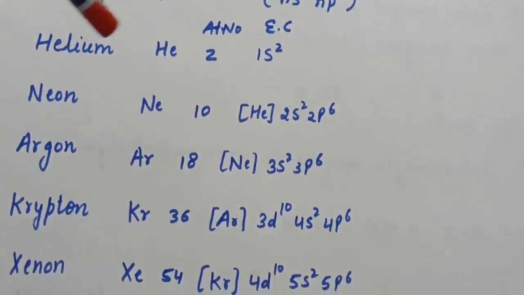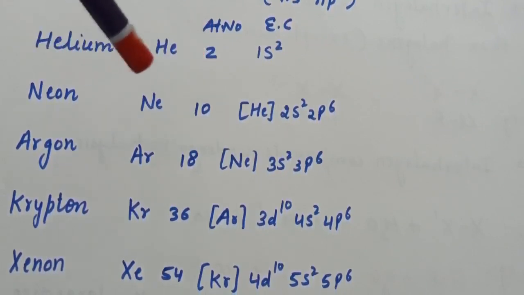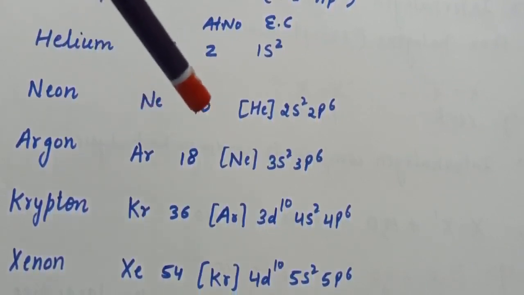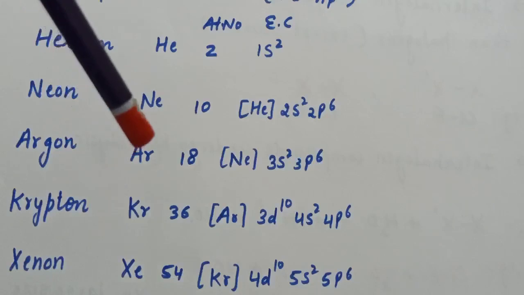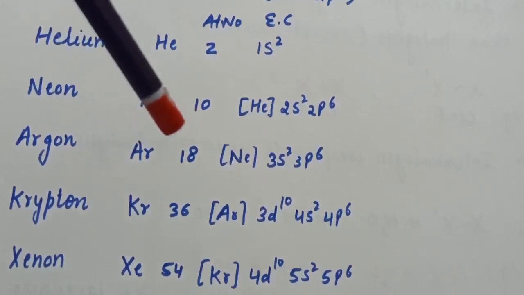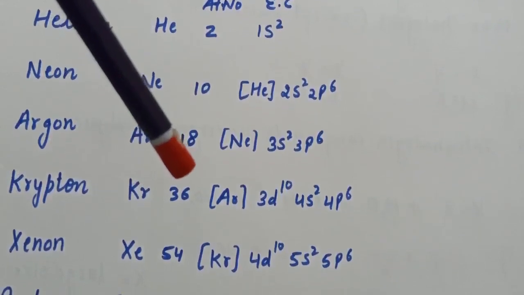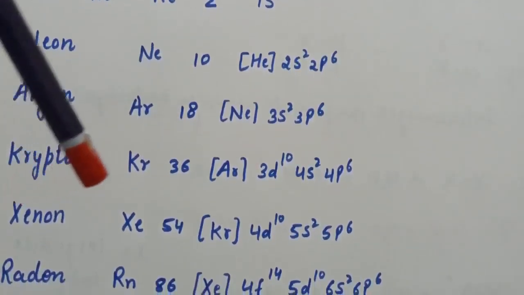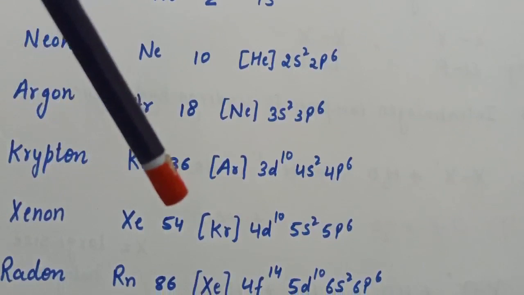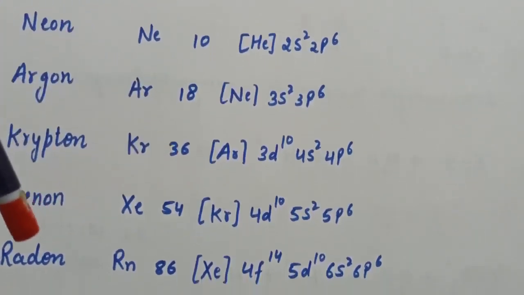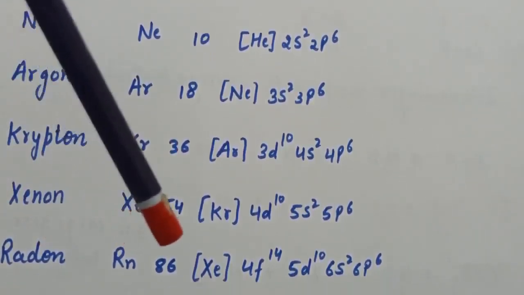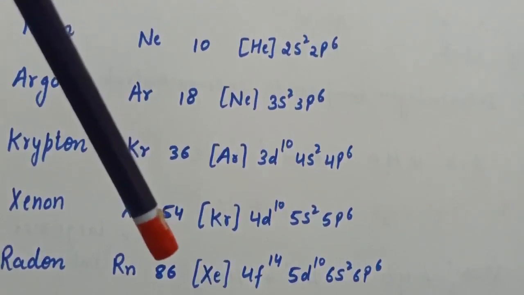Now the symbol for helium is He and the atomic number is 2. Whereas for neon it is Ne and the atomic number is 10. For argon the symbol is Ar and the atomic number is 18. For krypton it is Kr and the atomic number is 36. Whereas for xenon the symbol is Xe and the atomic number is 54. And for radon the symbol is Rn and the atomic number is 86.